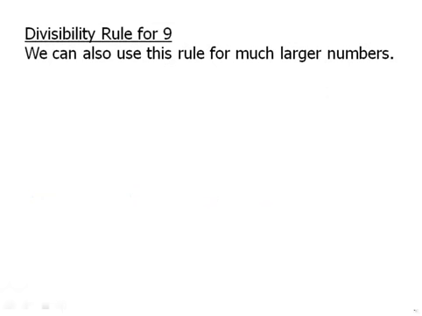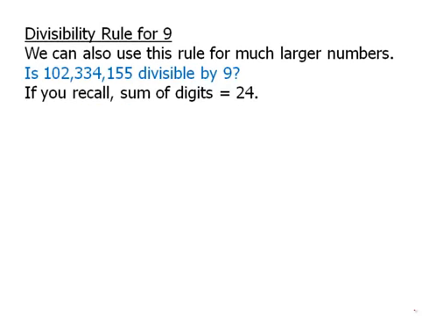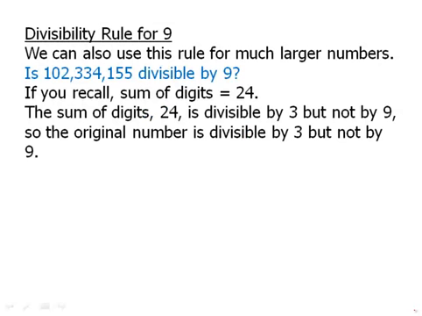We can also use the divisibility rule for 9 for larger numbers. So, is this large number divisible by 12? Well, we already found out that the sum of the digits is 24. So, 24 is divisible by 3, but not by 9. So the original number, that 9-digit number, is divisible by 3, but not by 9.